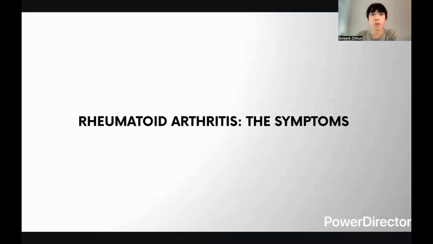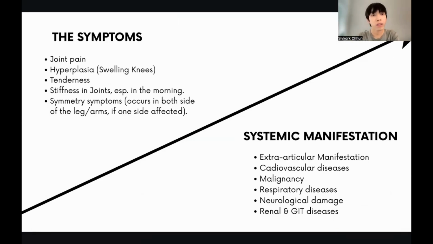So what are the symptoms of rheumatoid arthritis? We can know the symptoms basically through joint pain, hyperplasia like swelling at the knees or elbow, tenderness, stiffness in joints, especially in the morning, and symmetrical symptoms, when it occurs on both sides of the legs or arms. If one side is affected, that means the other side of the arm is also affected. It's symmetrical.